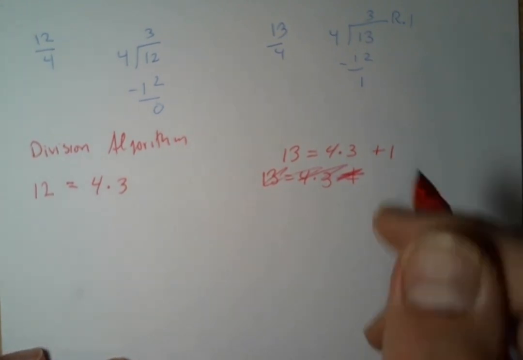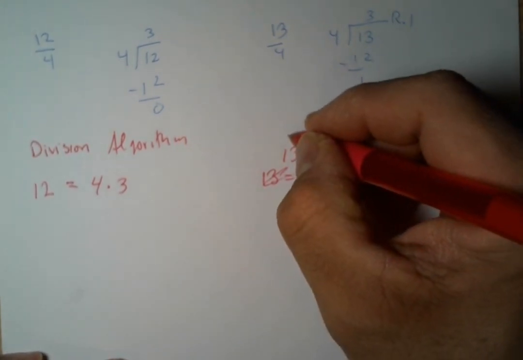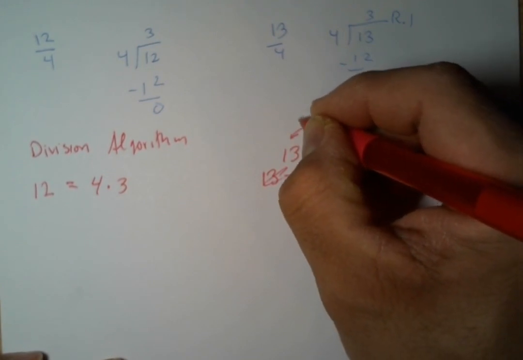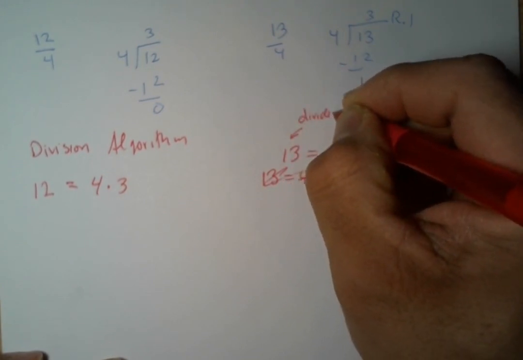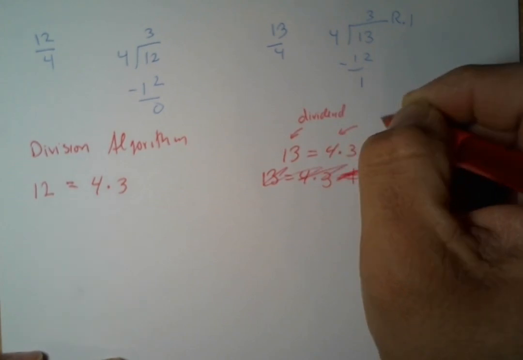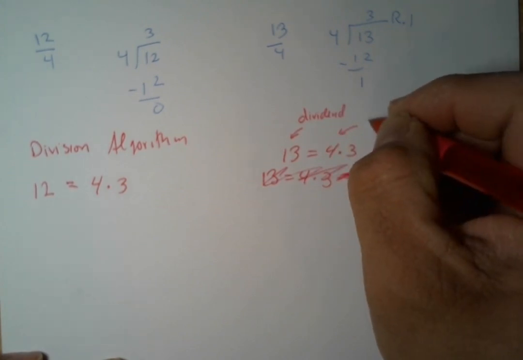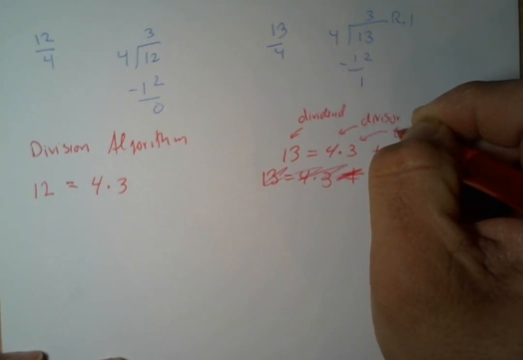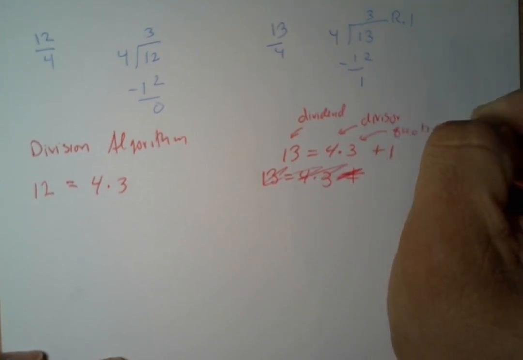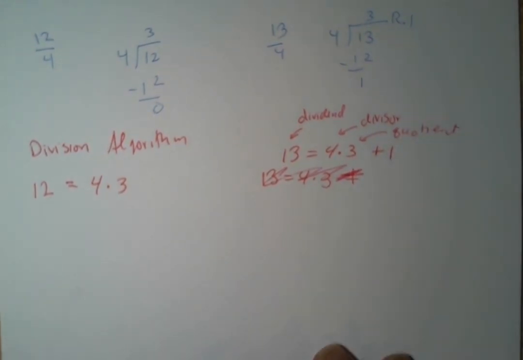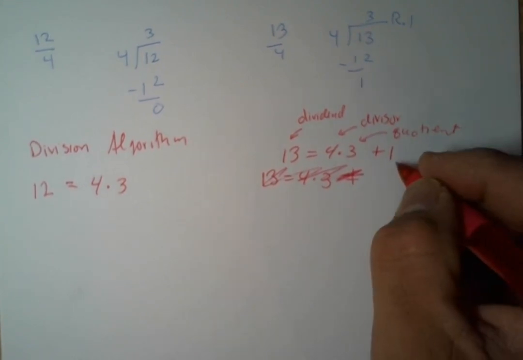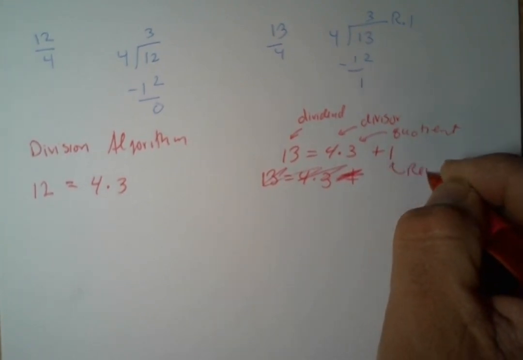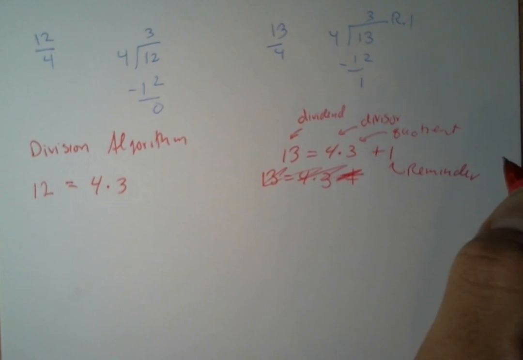Right now, this here is called the dividend. This one here is called our divisor, what we're dividing by. This one is our quotient, how many times it goes into our dividend. And then lastly, our remainder.